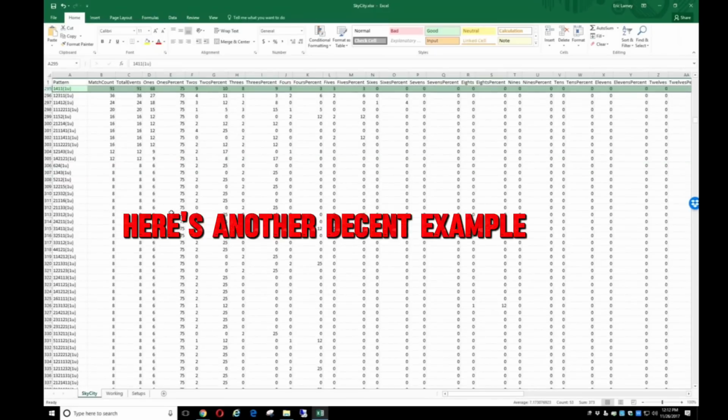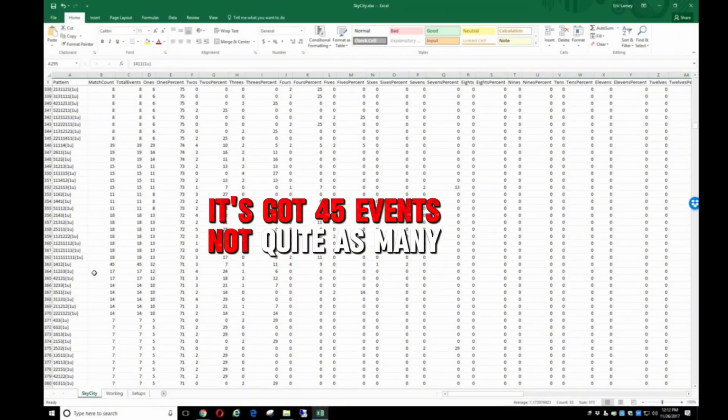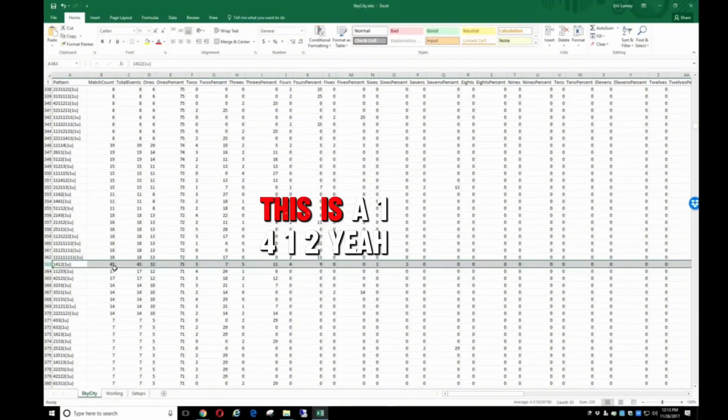Here's another decent example. This one sticks out a little bit. It's got 45 events, not quite as many, but it's riding on that 1-4-1-1. This is a 1-4-1-2. Yeah.